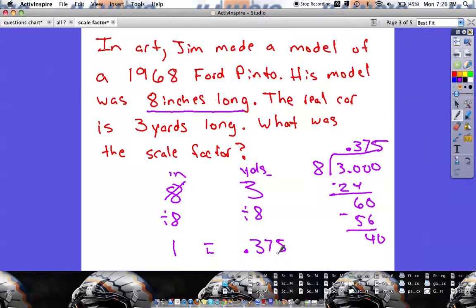And again, if we're finding the scale factor, we just need to divide to get one of the numbers down to 1. If you read the context of the problem, it'll be easy to understand which one needs to get down to 1.